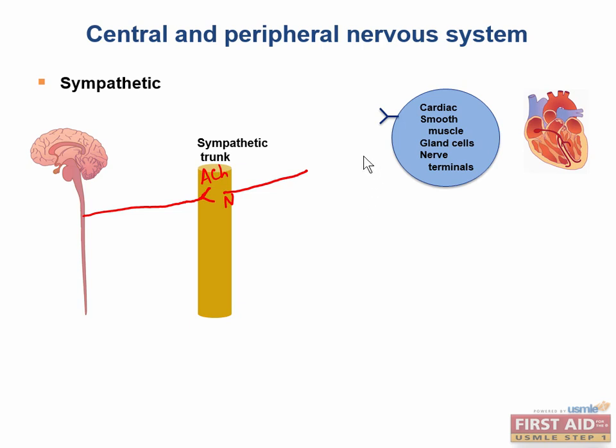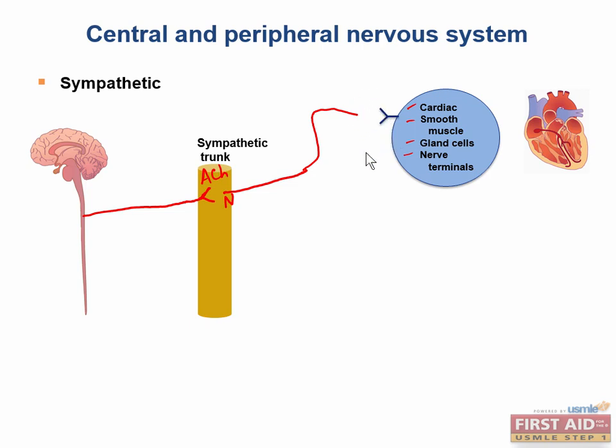Now that neurotransmitter is going to vary depending on what that end organ is. So here we go, we drew on our postganglionic neuron. It found its end target organ. It could either be a cardiac muscle cell, a smooth muscle, gland cell, or a nerve terminal. Now, do you have any idea of what neurotransmitter is going to be released here at this synapse?